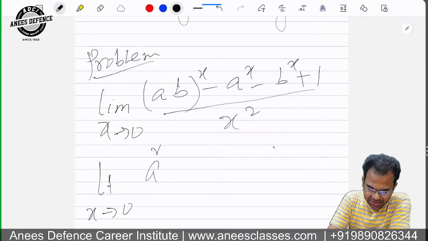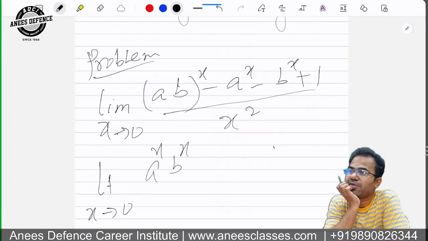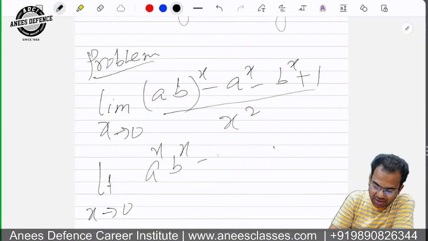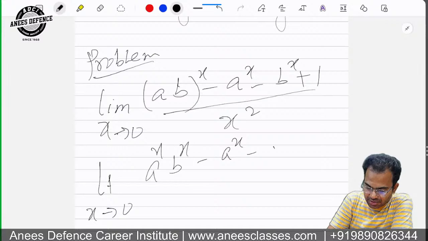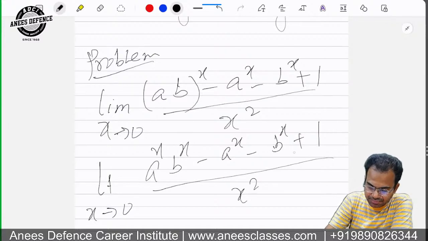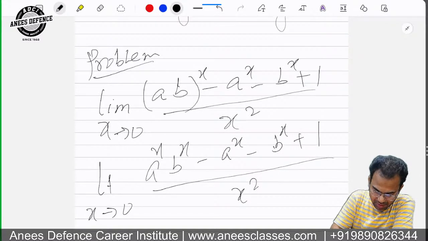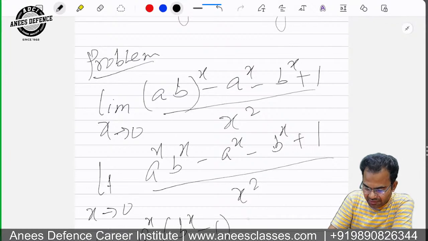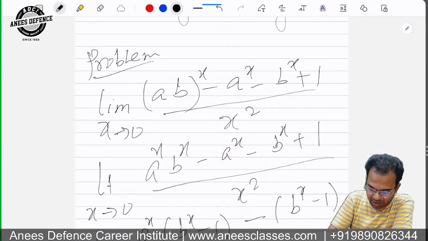Here a to the power x, b to the x, I can write (ab) whole to the x, I can write a to the x, b to the x, minus a to the x, minus b to the x plus 1, upon x square. Limit x tends to 0. I will take a to the x common, so it will be b to the x minus 1. Here I will take minus common, so b to the x minus 1, upon x square.